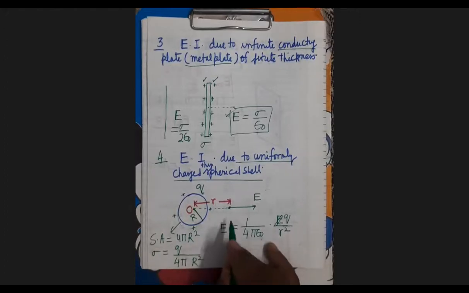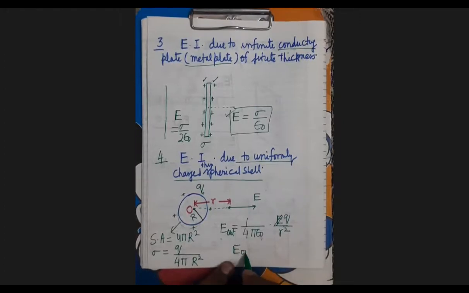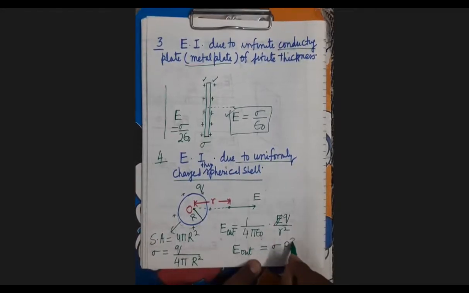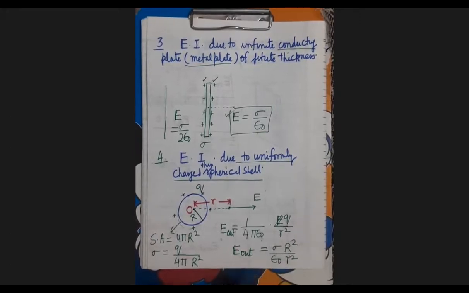If you write this formula in terms of the surface charge density, then it will be equal to sigma into capital R square upon epsilon naught into small r square. Sigma into capital R square divided by epsilon naught into small r square.